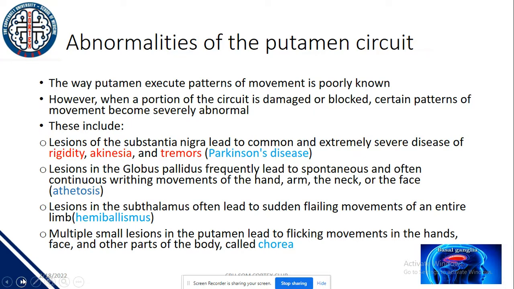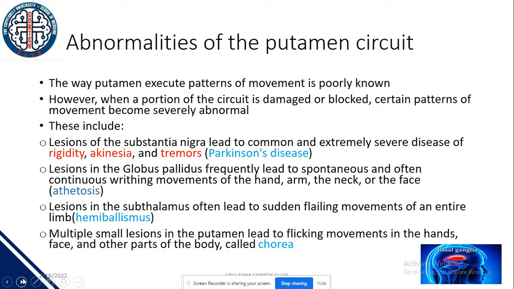Lesions in the subthalamic nuclei often lead to sudden flailing movements of the entire limb, and this we call hemiballismus. So hemiballismus, we can have paresis itself, which involves both sides of the body. We also have hemiparesis. So how does hemiparesis come about? We'll look at it in detail once we start looking at the clinical correlates.